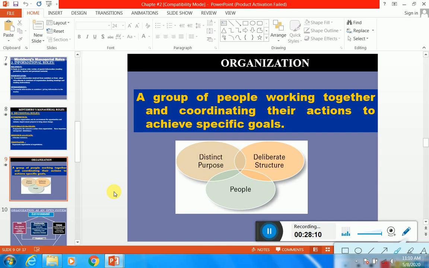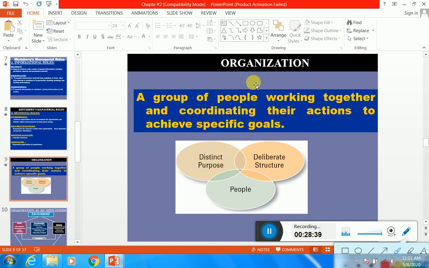We have hundreds of definitions regarding the organization, but just to make your idea clear: a group of people working together, combinedly they work and coordinate their actions, their tasks, their jobs to achieve specific goals, targets.